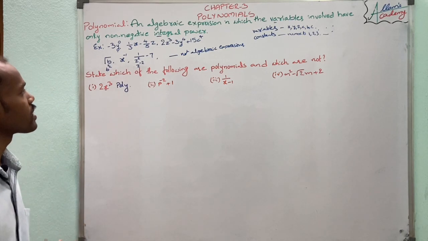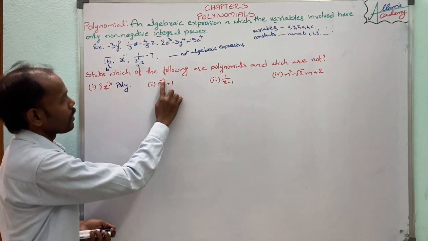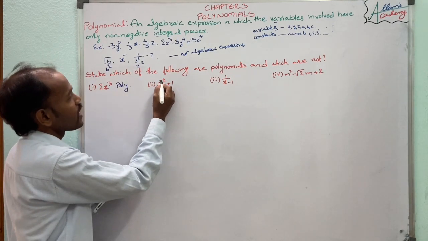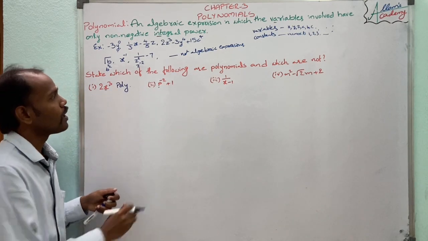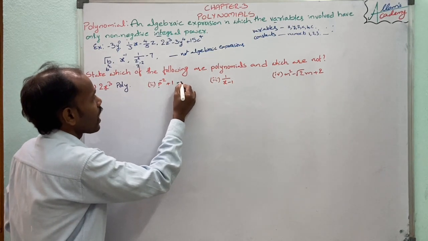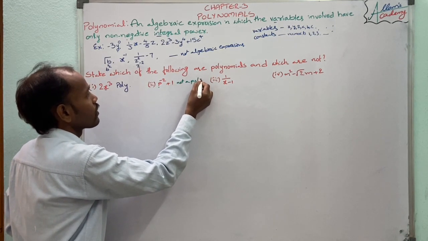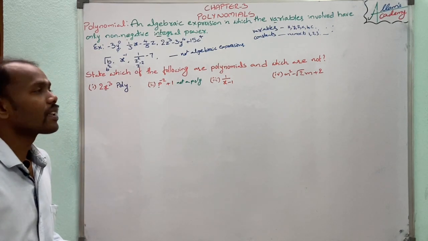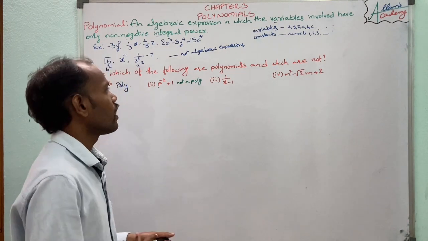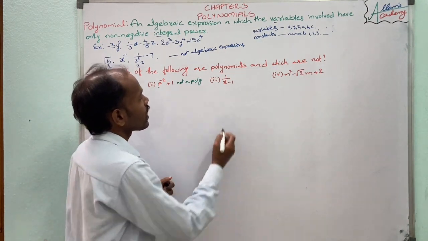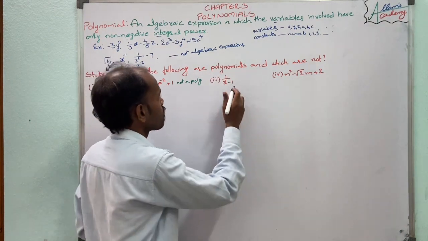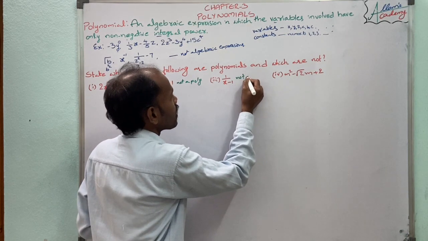If we observe the second example, p power minus 2 plus 1. In that the variable is p. P has the exponent minus 2. Minus 2 is a negative integer, so it is not a polynomial. And the third one is given, 1 by x minus 1. 1 by x minus 1 means x has a negative power, 1 by x means x power minus 1. So it is also not a polynomial.